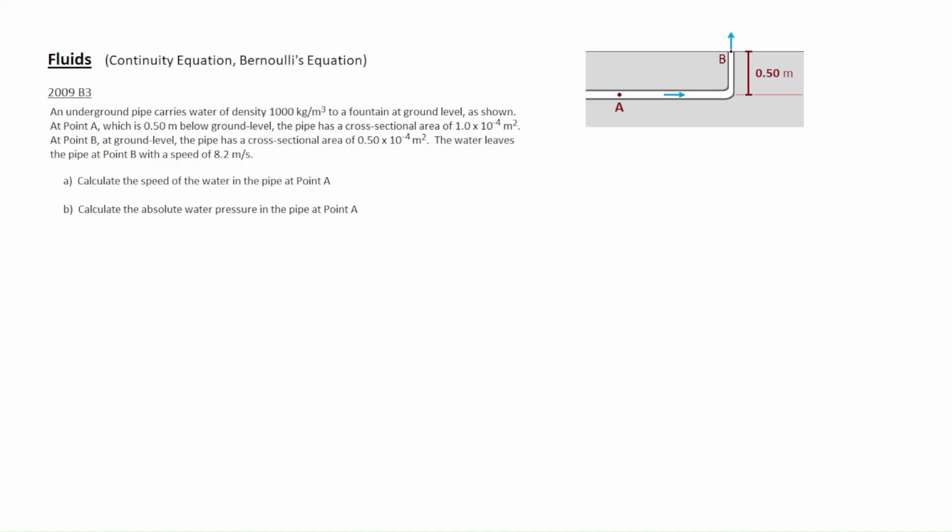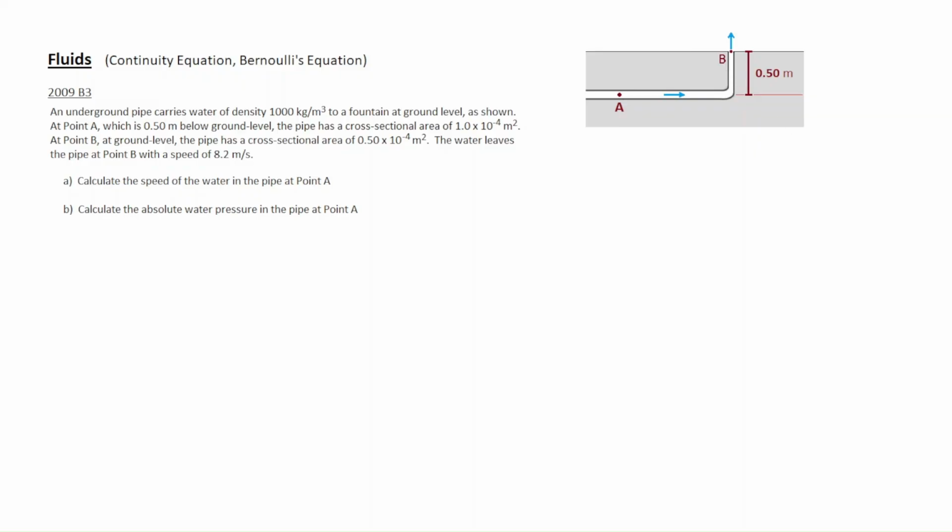Here we're looking at a problem from the fluids unit. This is fluid dynamics, which means fluids in motion. We are given water moving to the right through this underground pipe segment A, and then it's going to turn upward and exit the pipe into the air through segment B.